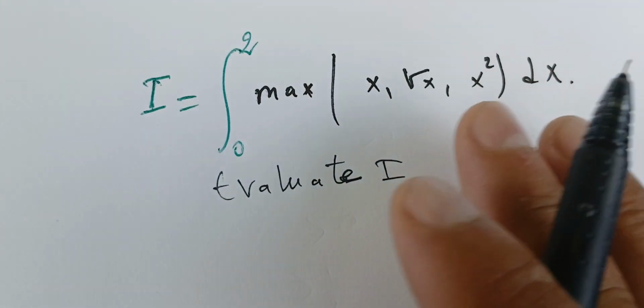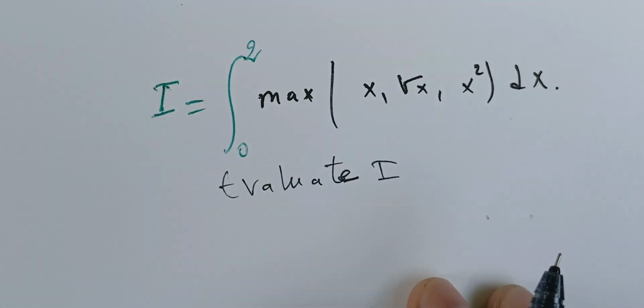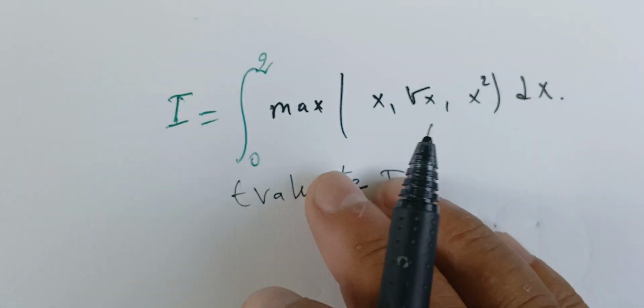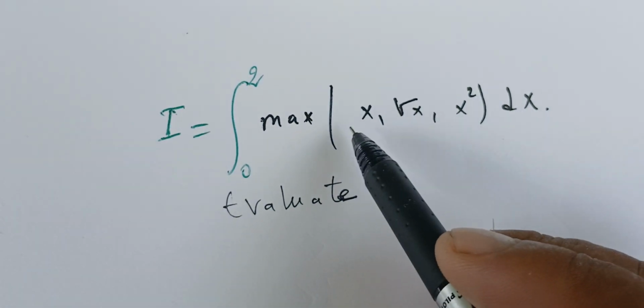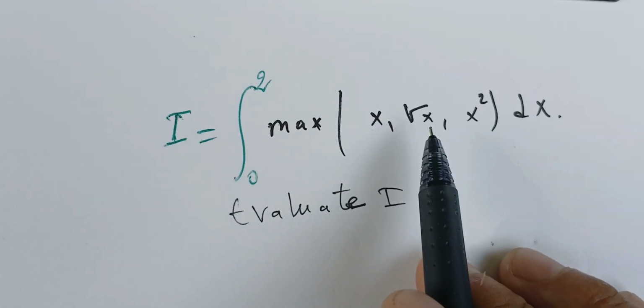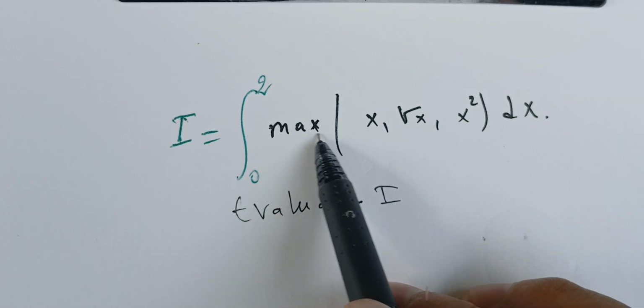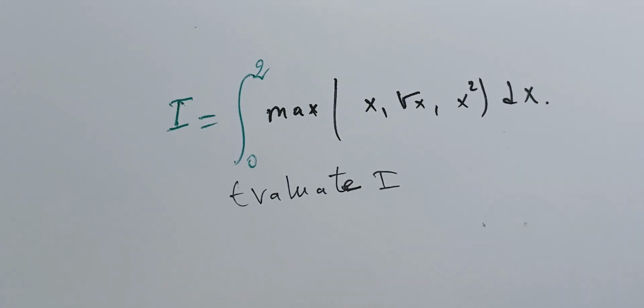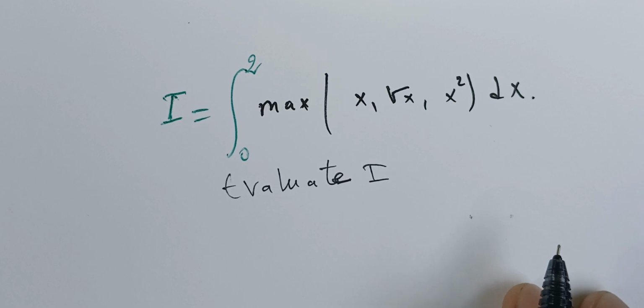In this video, we're going to compute the following integral. So we're going to call it I. It's the integral between 0 and 2 of the maximum of these three functions, x, square root of x, and x squared. Here, the maximum means the bigger one of these three. We'll make it simple, okay?